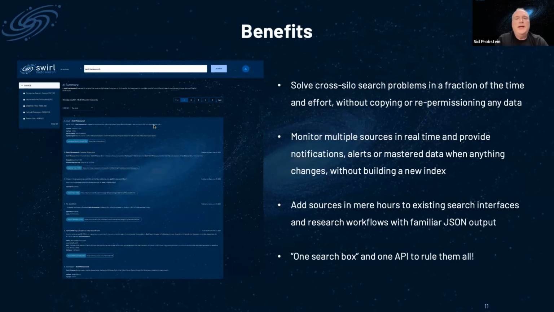There's no copying, extracting, indexing, remodeling, or repermissioning any data. You don't have to bring up a lot of new compute, and you certainly don't need a multiple or a large fraction of the original source data allocated to do metasearch. You can also use Metasearch to monitor multiple sources in real time, provide notifications, alerts, even the actual data. Maybe you just want the JSON. Anytime anything changes without building a new index.